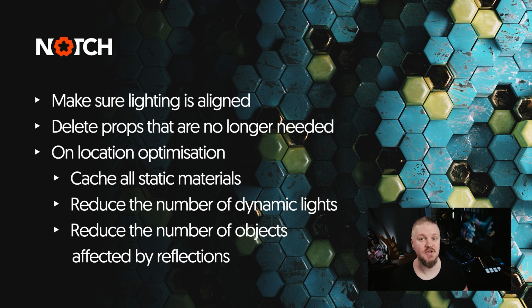Make sure to reduce the number of dynamic lights if you find out you don't need all of them. And reduce the number of objects affected by reflections. If you have many objects and virtual lights, calculating reflections can be expensive. If you don't need the reflections, bypass them in the Nodegraph.